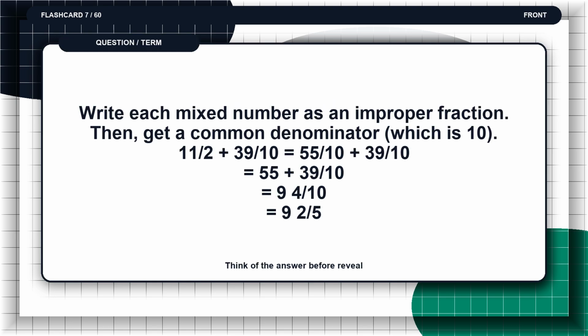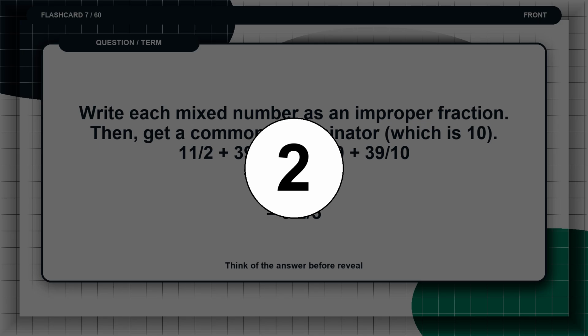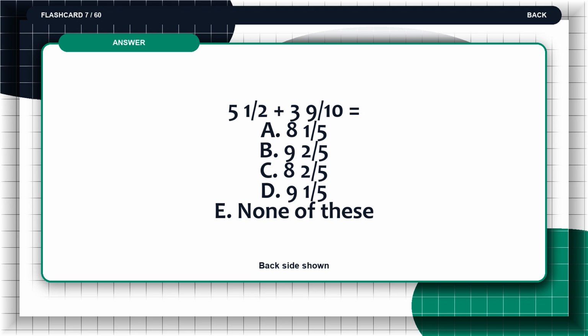Flashcard 7. Write each mixed number as an improper fraction. Then, get a common denominator, which is 10. 11 over 2 plus 39 over 10 equals 55 over 10 plus 39 over 10 equals 94 over 10 equals 9 4/10 equals 9 2/5. Think of the answer before the reveal. The answer is: 5 1/2 plus 3 9/10 equals A. 8 1/5, B. 9 2/5, C. 8 2/5, D. 9 1/5, E. None of these.